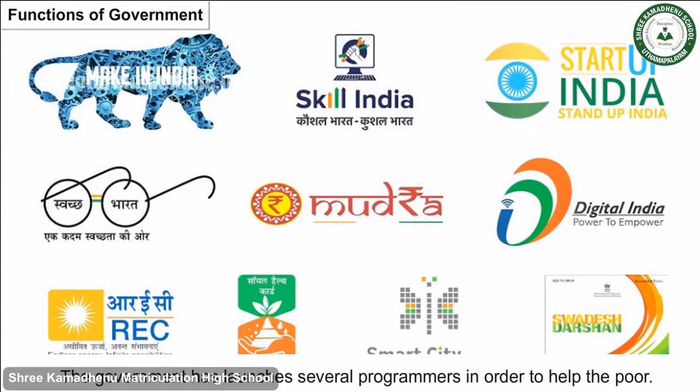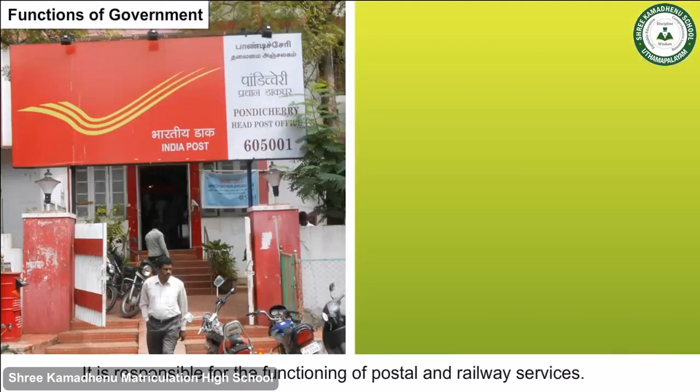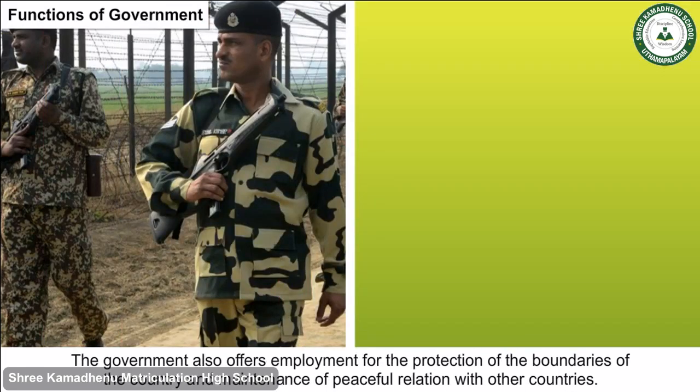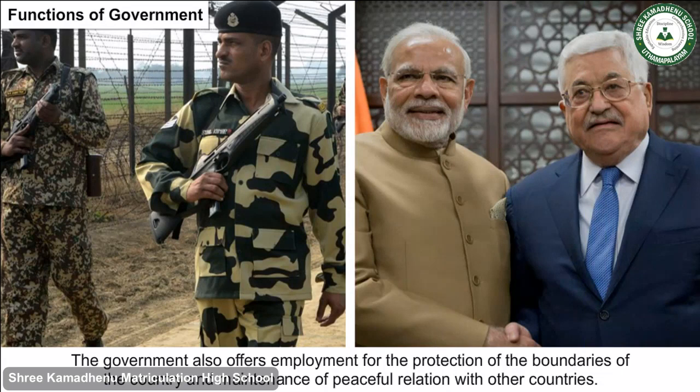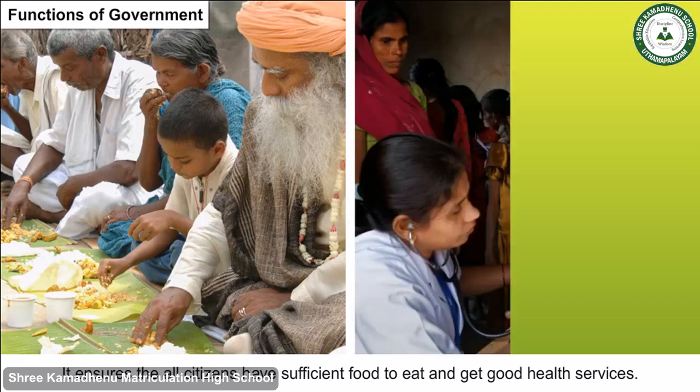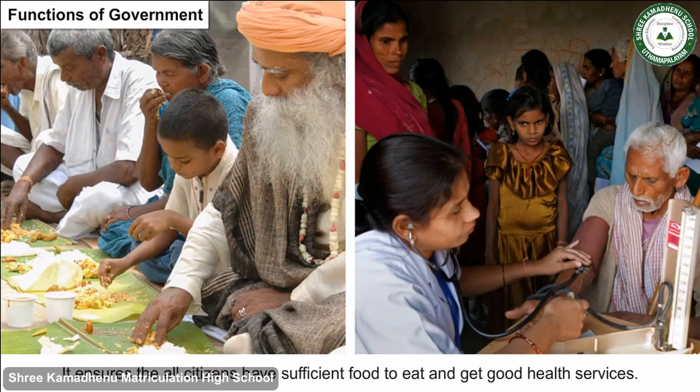For example, the government has launched several programmes in order to help the poor. It is responsible for the functioning of postal and railway services. The government also offers employment, and works for the protection of the boundaries of the country and maintenance of peaceful relations with other countries. It ensures all the citizens have sufficient food to eat and get good health services.